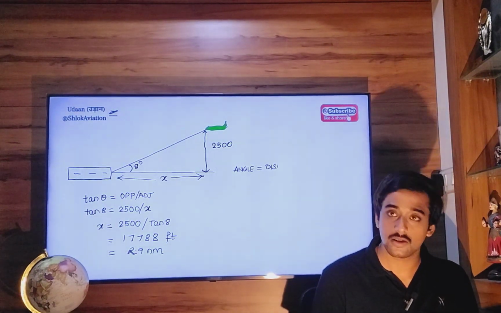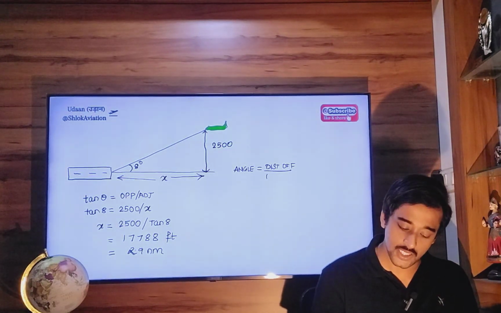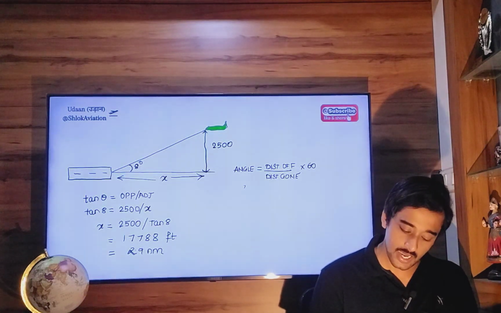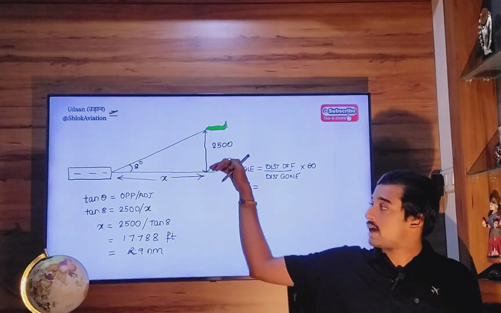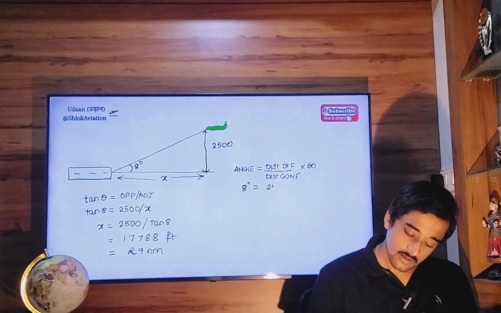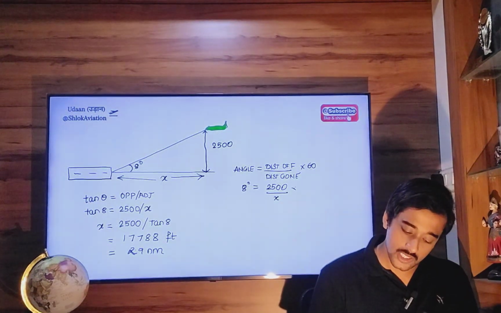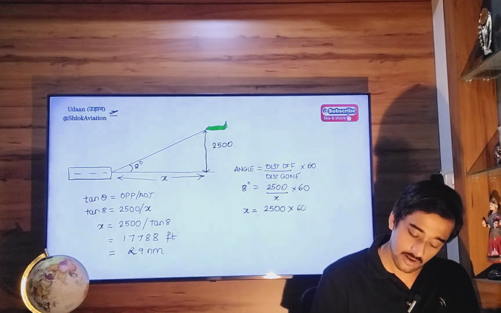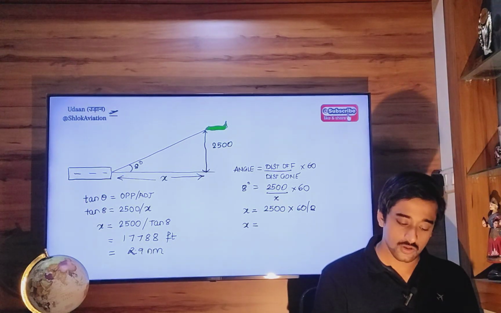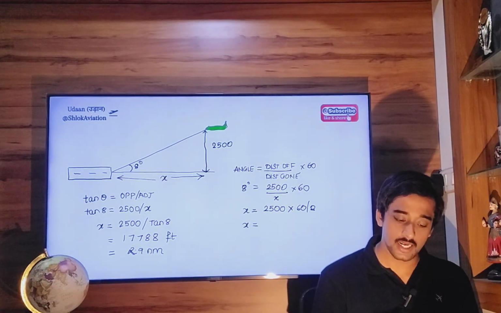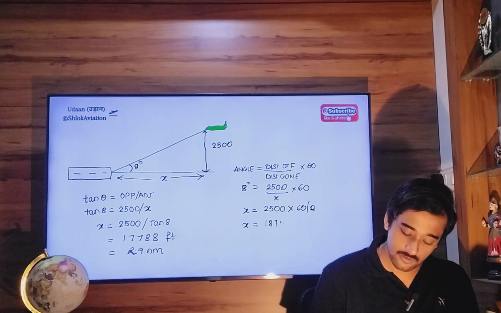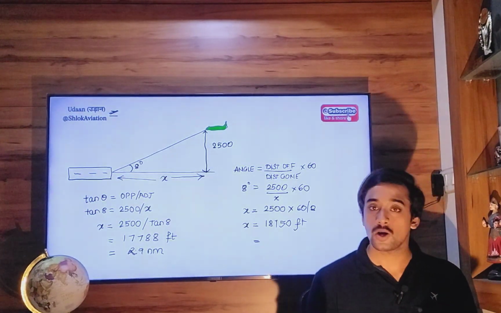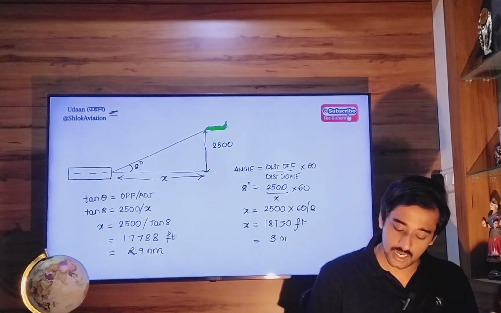Next, the 1 in 60 rule: angle equals distance off track divided by distance gone into 60. So here the angle is 8 degrees. Distance off track is 2,500 feet. Distance gone is unknown, into 60. So distance gone equals 2,500 into 60 divided by 8. So 2,500 into 60 divided by 8 is 18,750 feet. That is equal to 3.08 nautical miles, or approximately 3 nautical miles.